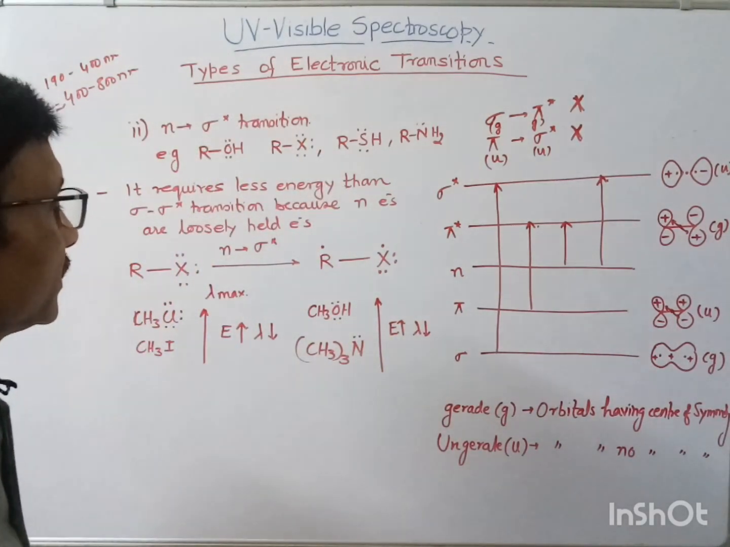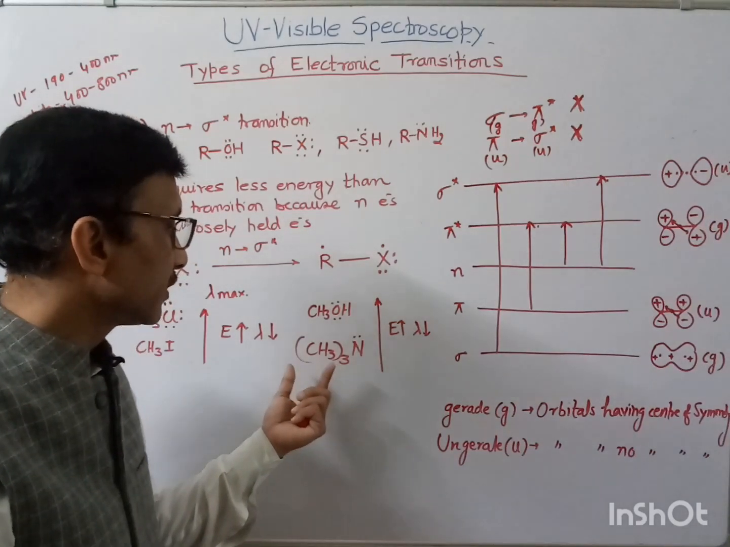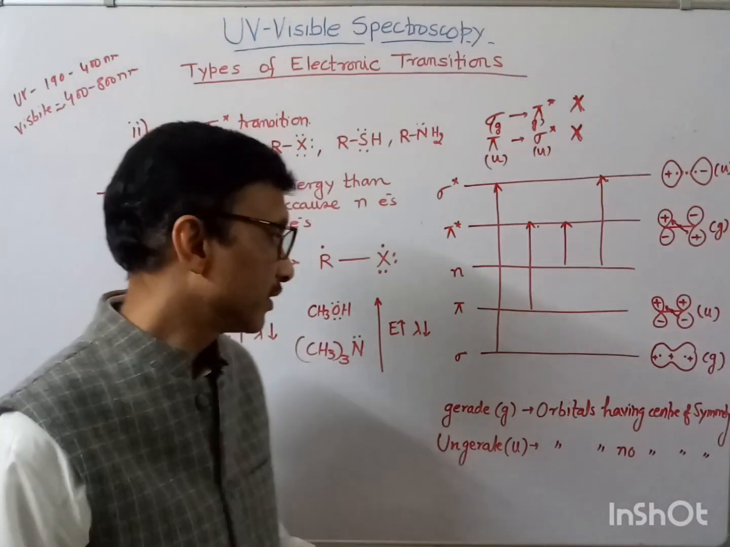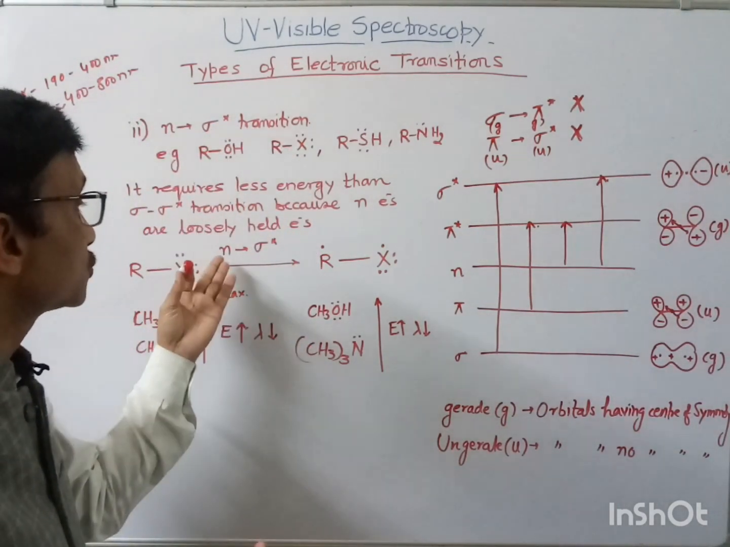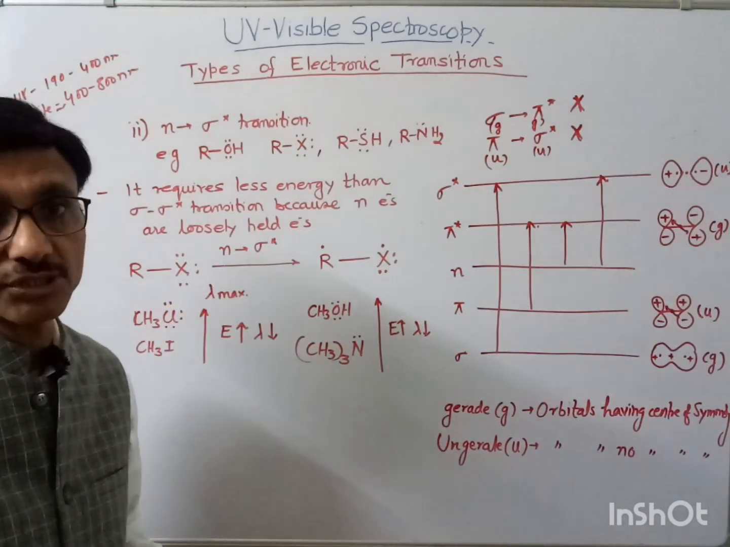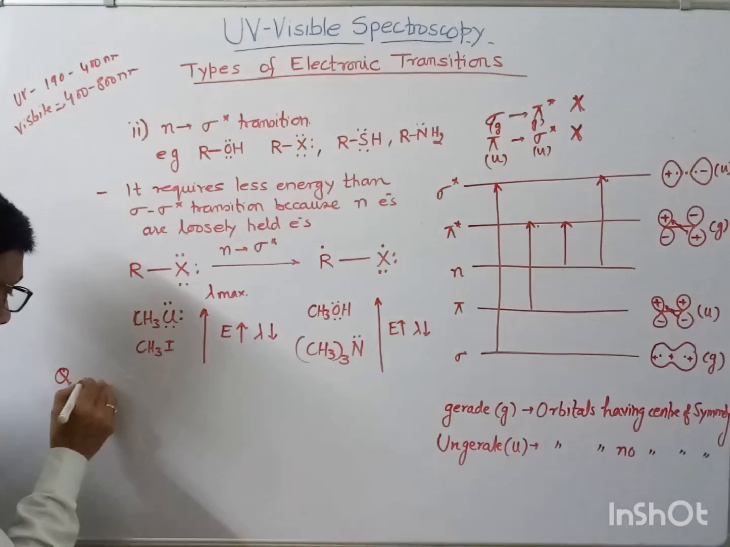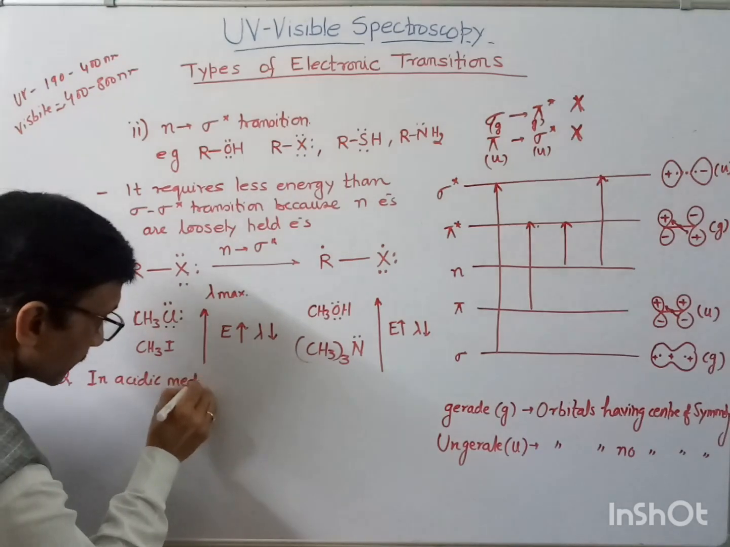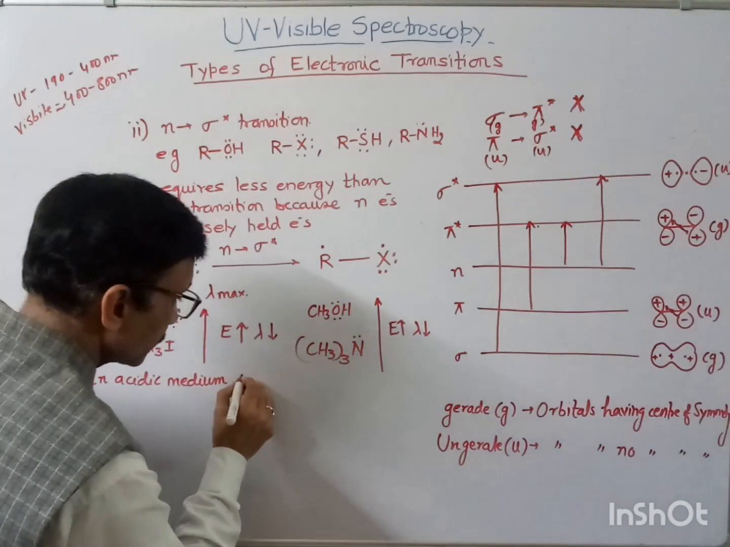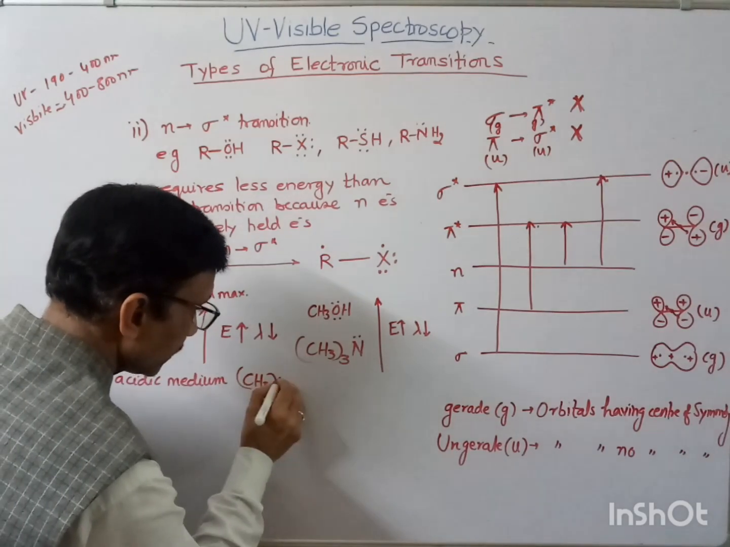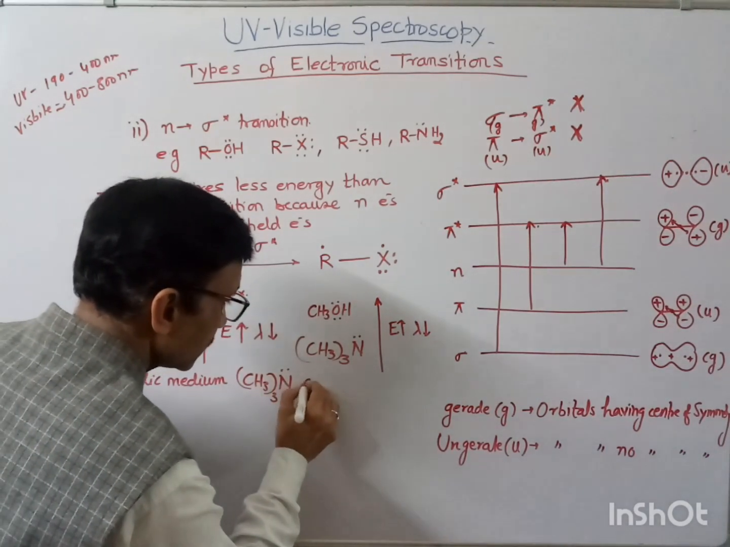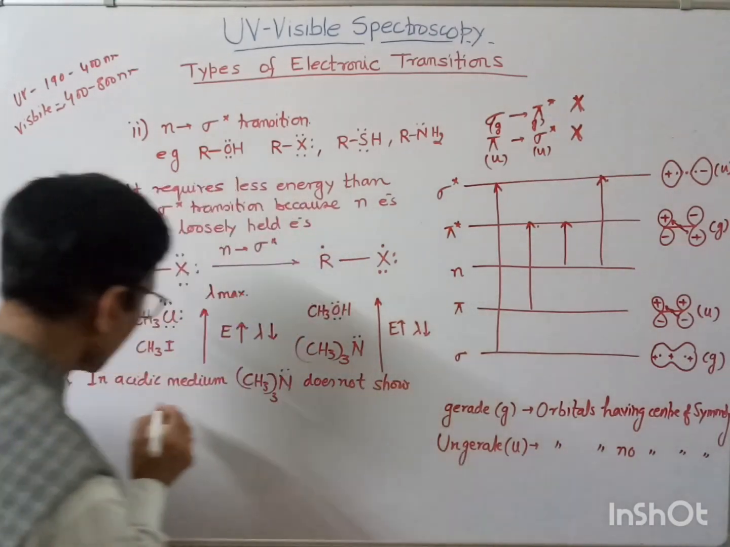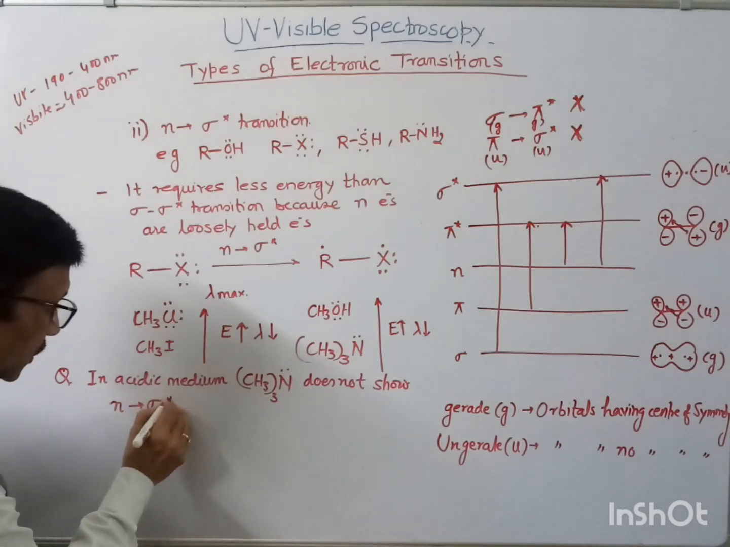Now, one of the questions: suppose trimethylamine is present in acidic medium, then it doesn't show the n to sigma star transition. So one of the questions is that in acidic medium, trimethylamine does not show n to sigma star transition.